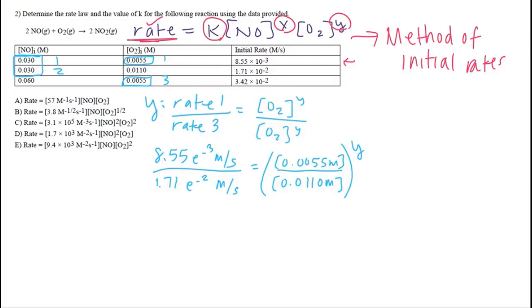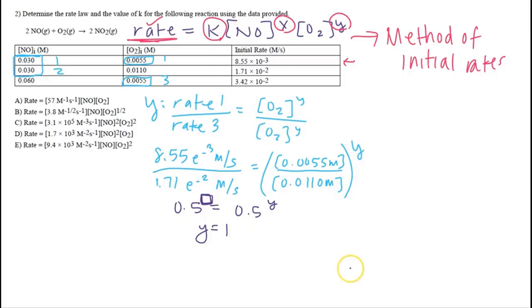Now, what do I do? I do the math. When you do the math, you're going to see that you get 0.5 here. And this is going to equal 0.5 raised to the power of Y. Now, as you can see from here, it's easy to basically just simplify and say, well, what number can I raise this number to in order to solve for 0.5? And the only number it's going to give us is 1. So I can automatically say here, Y equals 1.